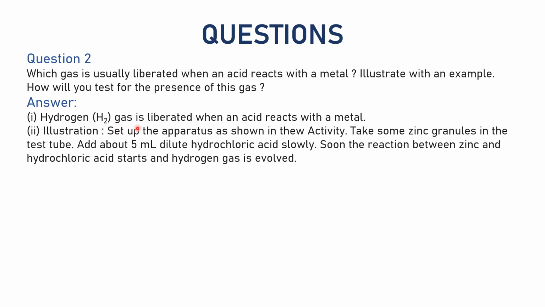So hydrogen gas is liberated when acid reacts with metal. We know that. Illustration: set up the apparatus as shown in the activity. Sorry, there is a mistake over here. Activity. You have to take some zinc granules and you need to write all the procedures that we have already done.